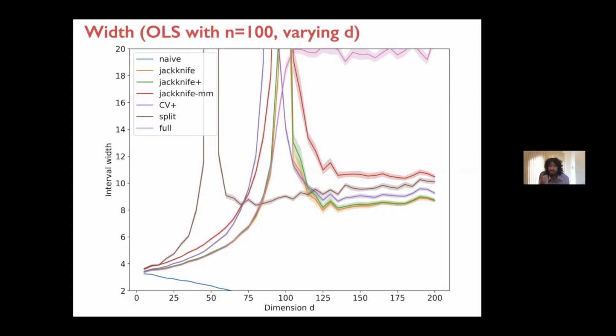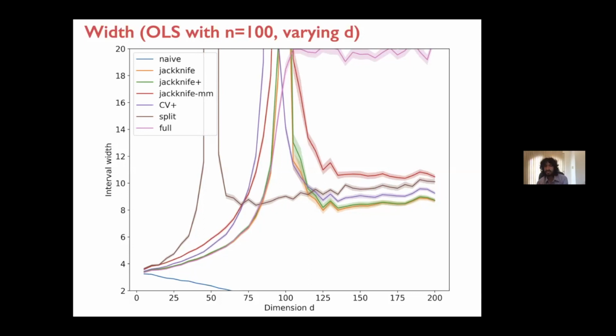So somehow Jackknife Plus takes into account the instability by looking at the variance among the A minus i's, and doesn't just center at a single point. It says, well, if the A minus i's can be very different, then I'm going to take into account that instability. So around that point, they're a bit different, but everywhere else, they're basically the same. So Jackknife Plus kind of fixes Jackknife at those unstable points.